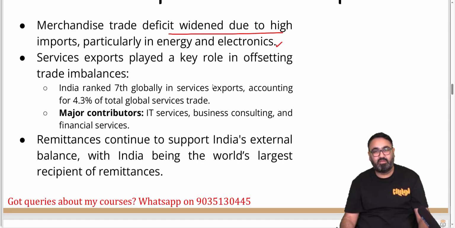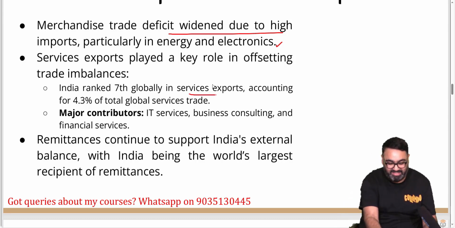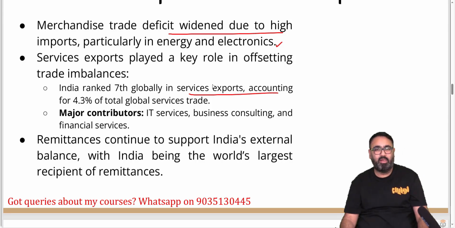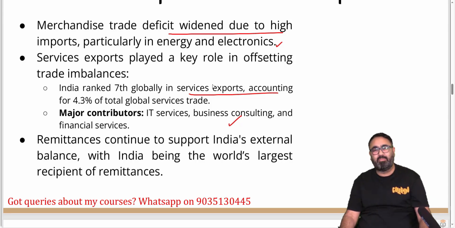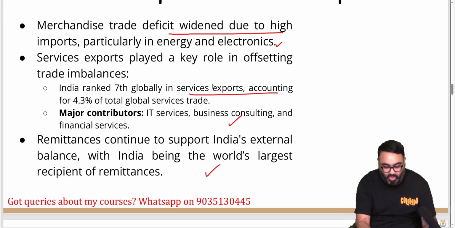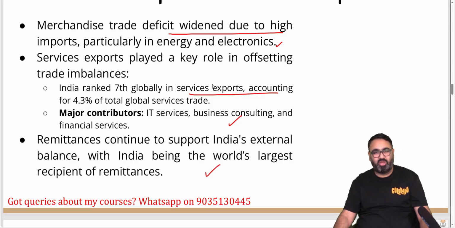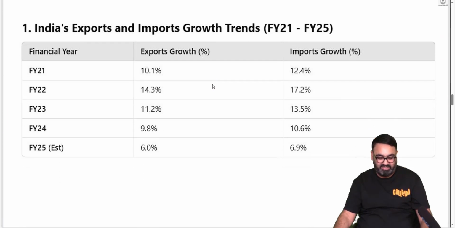India ranked 7th in the world in terms of services export. We read that in the last chapter as well. We accounted for 4.3% of the total global export. The major commodities exported from India include IT services, business consulting, etc. Remittances means money coming in from Indians living outside. India is the highest recipient of remittances around the world. That continues to support our external balance, because of which India does have a robust foreign exchange reserve.